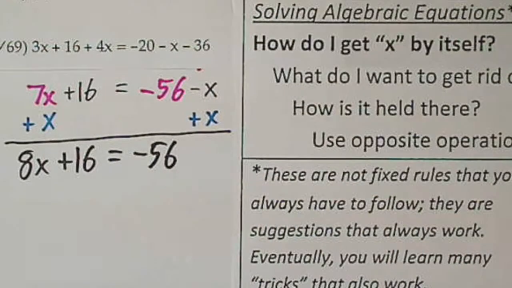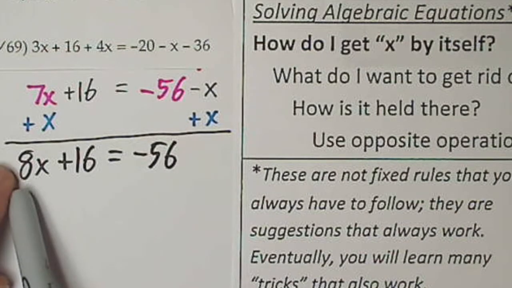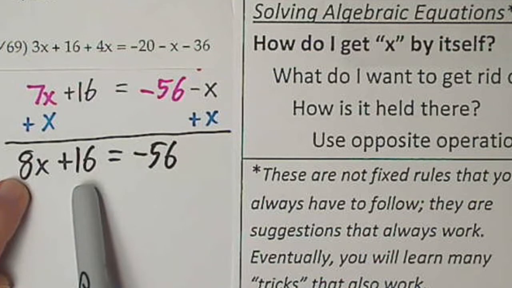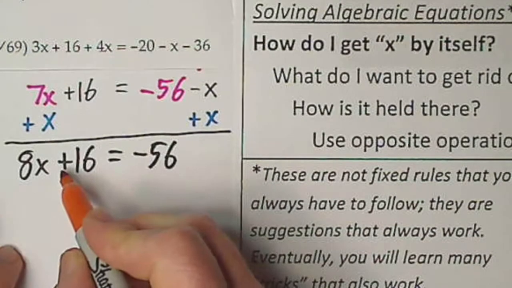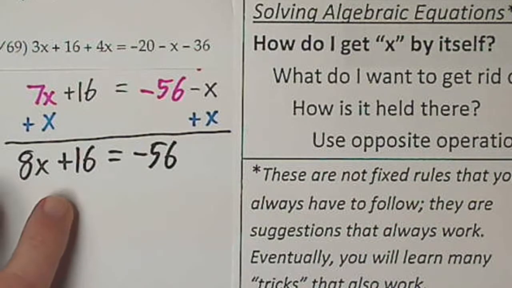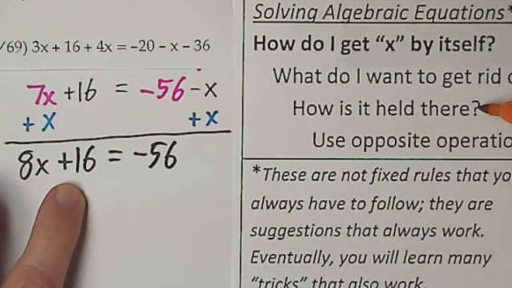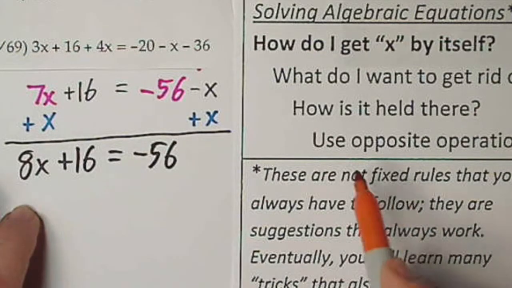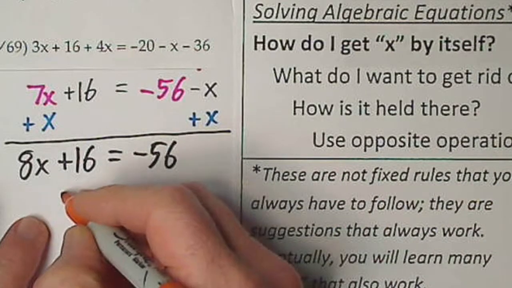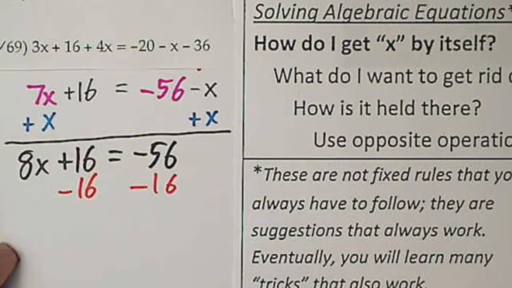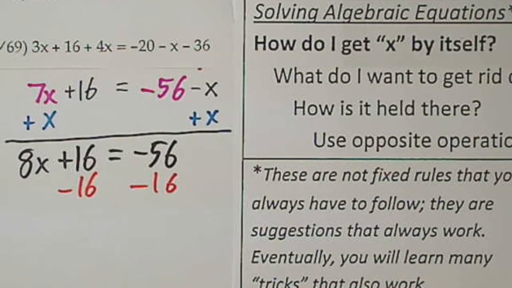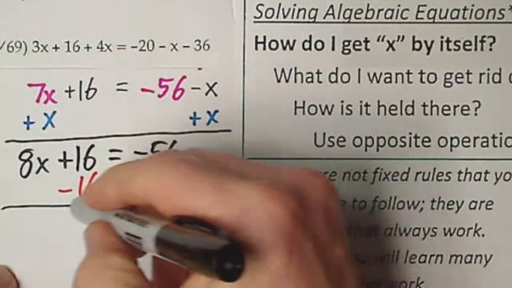Okay, now we're a little closer, but we refer back to this again. How do I get x by itself? I need to get rid of the 8, and I need to get rid of the 16. In general, your best bet is to get rid of things that are added or subtracted, at least at this point in mathematics. So to get rid of that 16, I want to get rid of the positive 16. How is it held there? Addition or subtraction. I'll use the opposite operation. So if I put negative 16 here, that means to keep it balanced, I also have to put a negative 16 here. And then I'm just going to draw a line and bring everything down and see what I'm left with.